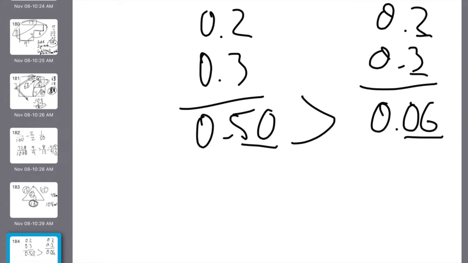5/10 is greater than 6/100. Okay, so don't go too fast with those, guys, and get yourself tripped up.